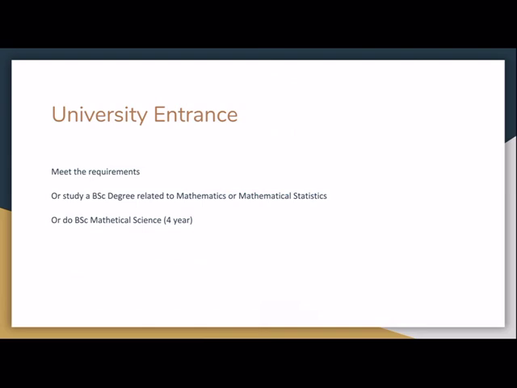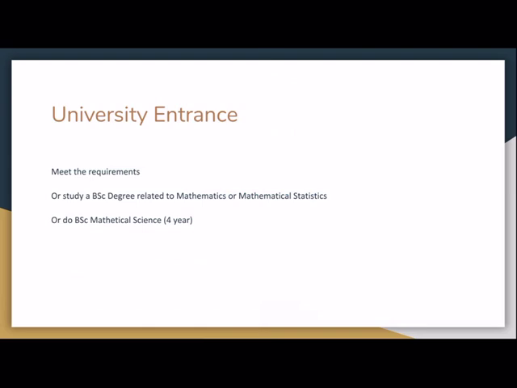Or you can study a related degree, that is BSc Mathematics or BSc Mathematical Statistics. They both have a 70% requirement for mathematics. You can study them and then transfer to Actuarial Science, or you can just study them. You will still become an actuary if you wish. You can still take those subjects and get exemptions, just as the students who are studying Actuarial Science.